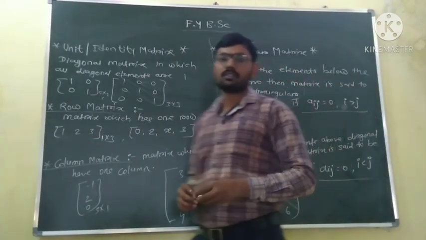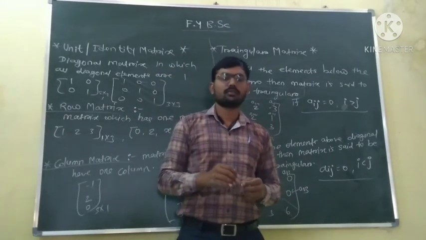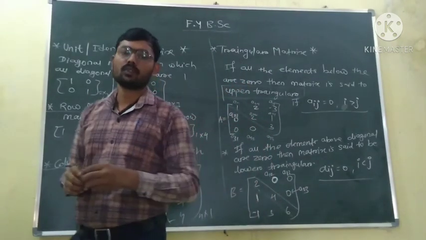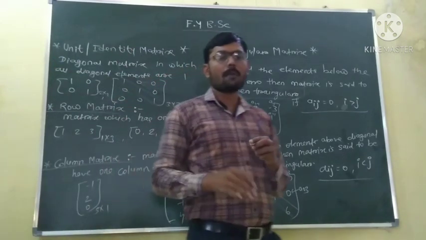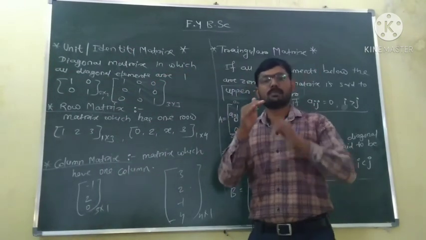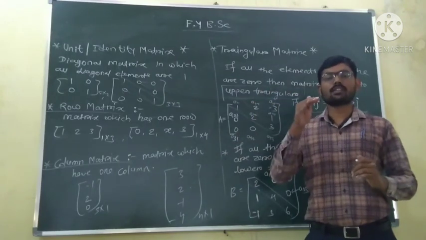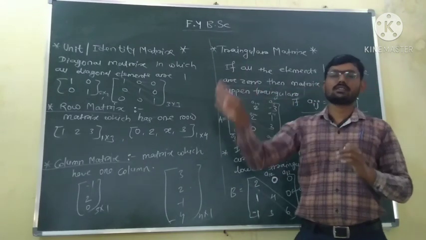This is one of the important parts: the important type known as triangular matrices, upper triangular and lower triangular. Upper triangular matrix means the elements below the diagonal are 0, and lower triangular means the elements above the diagonal are 0.